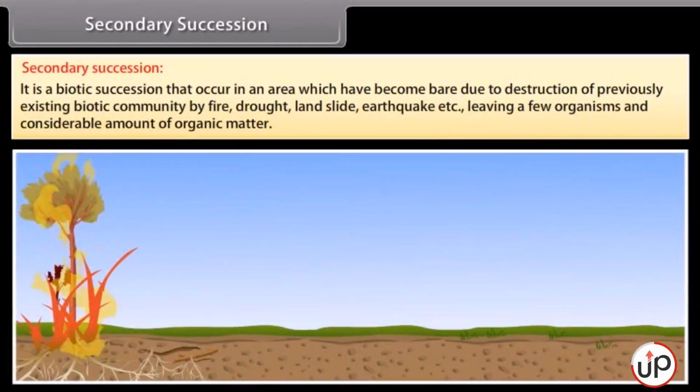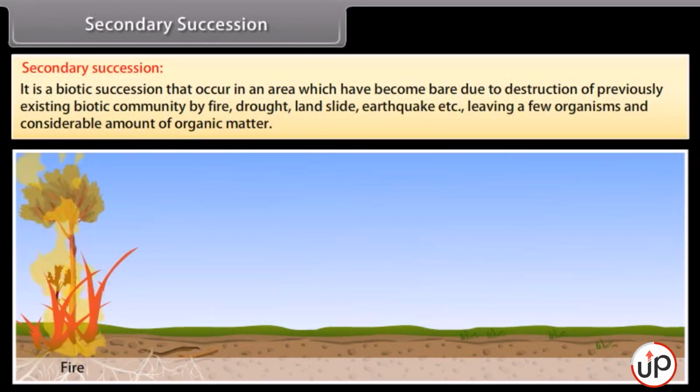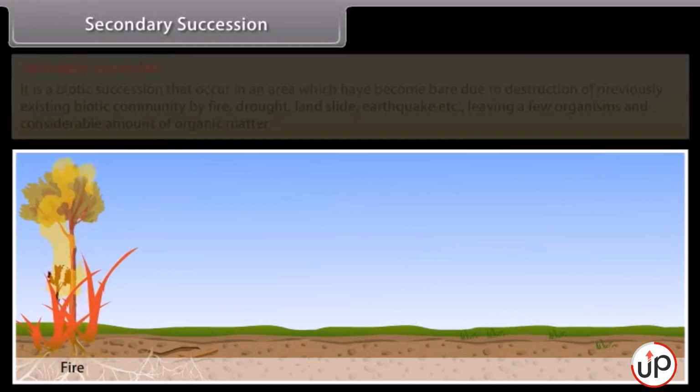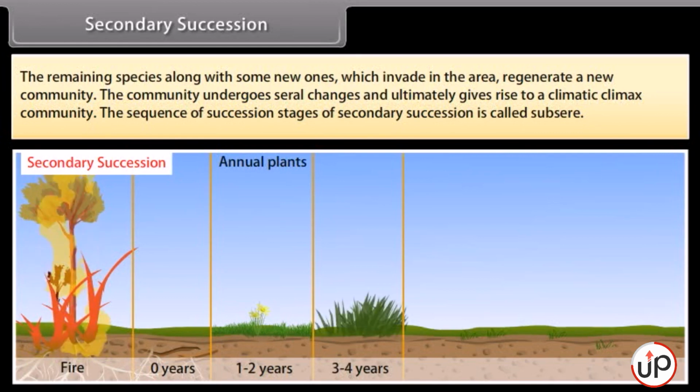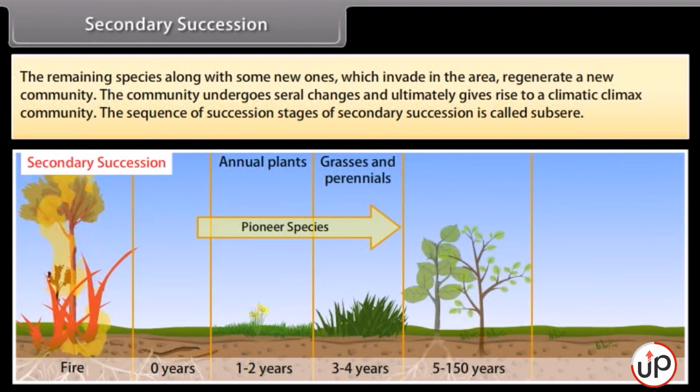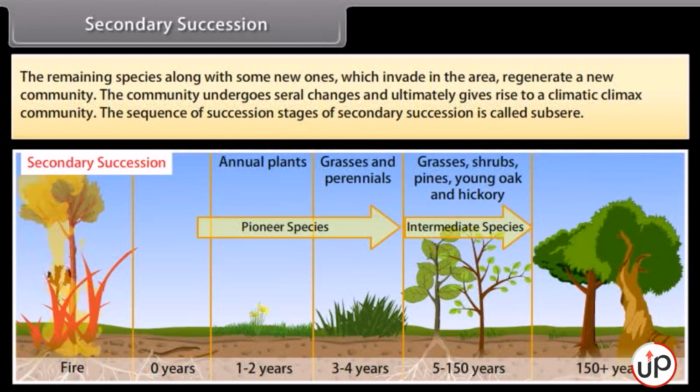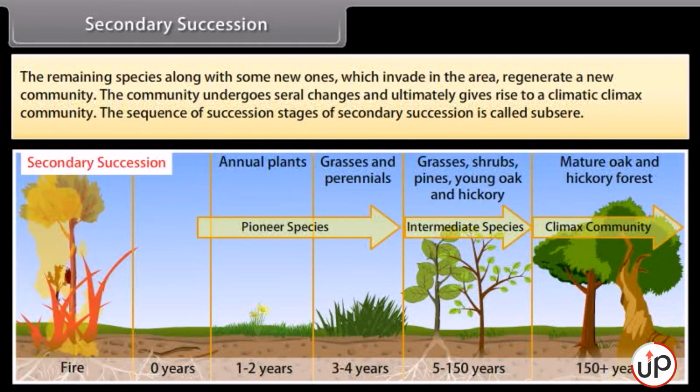Secondary succession. It is a biotic succession that occurs in an area which has become bare due to destruction of previously existing biotic community by fire, drought, landslide, earthquake, etc., leaving a few organisms and considerable amount of organic matter. The remaining species, along with some new ones which invade the area, regenerate a new community. The community undergoes seral changes and ultimately gives rise to a climatic climax community. The sequence of succession stages of secondary succession is called subsere.